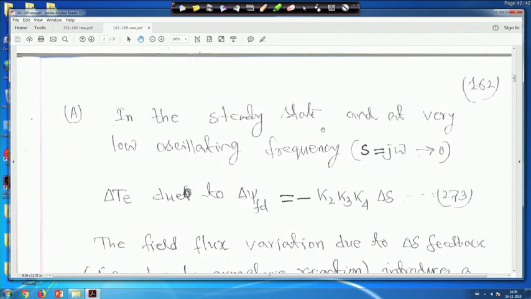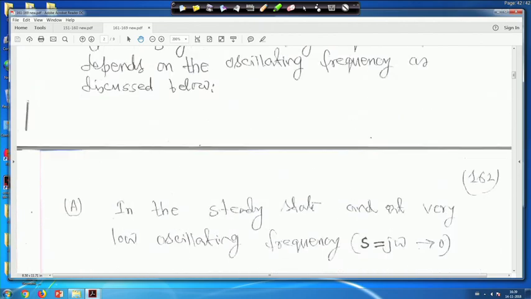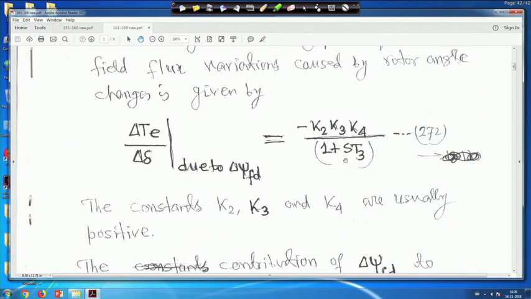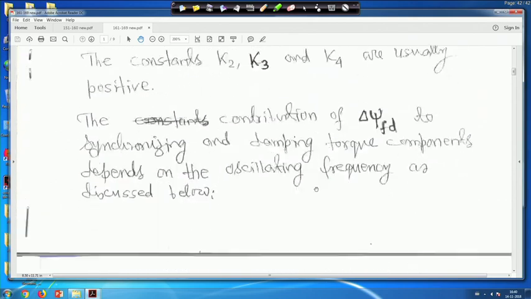Now, first part, in the steady state and at very low oscillation frequency, say when ω tends to 0, ΔTe due to Δψfd will be minus K2 K3 K4 Δδ, because if we put s equal to jω and ω tends to 0, the 1 plus sT3 term will become 1. So, it will basically be minus K2 K3 K4 Δδ.